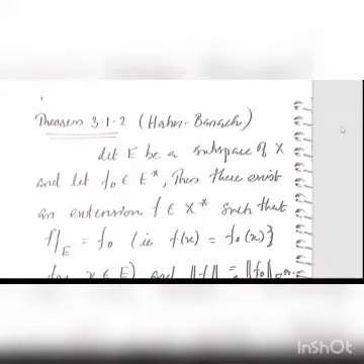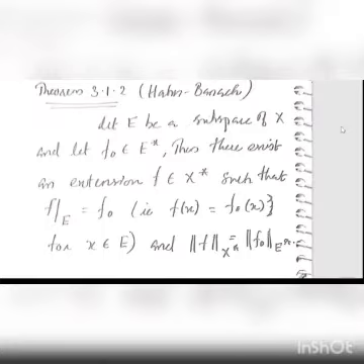So here is the Hahn-Banach theorem. This theorem says that E is a subspace of X and let F naught belong to E star, then there exists an extension F belonging to X star such that F restricted to E is equal to F naught, and the norm of F with respect to X star is equal to the norm of F naught with respect to E star.